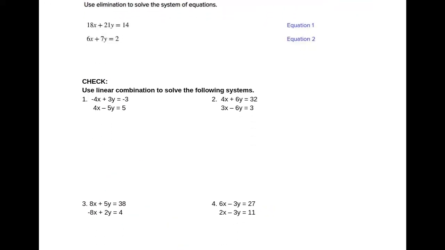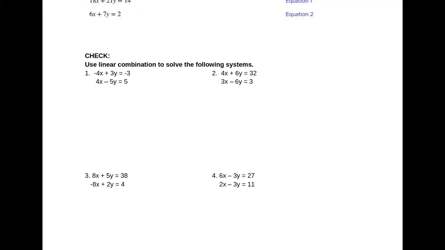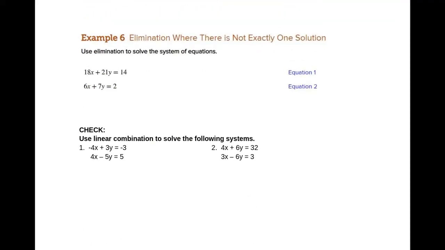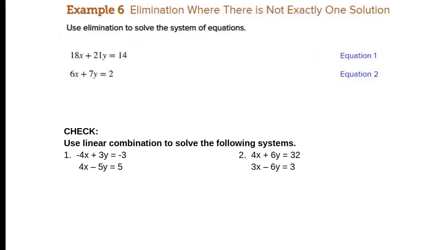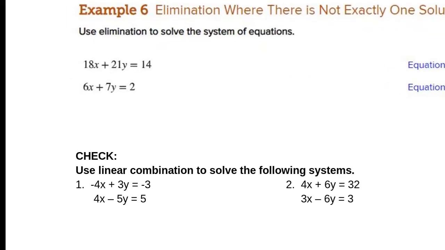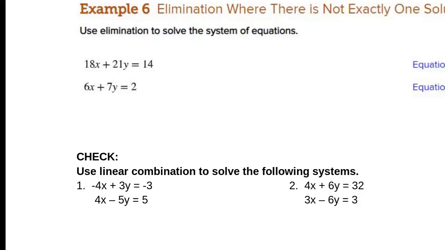All right. I think we can do one more. You guys are doing really well. I appreciate it. This says elimination where there is not exactly one solution. That means either there's going to be infinitely many solutions or no solution. Okay? So take a look at these two equations. I want to eliminate either the x's or the y's.